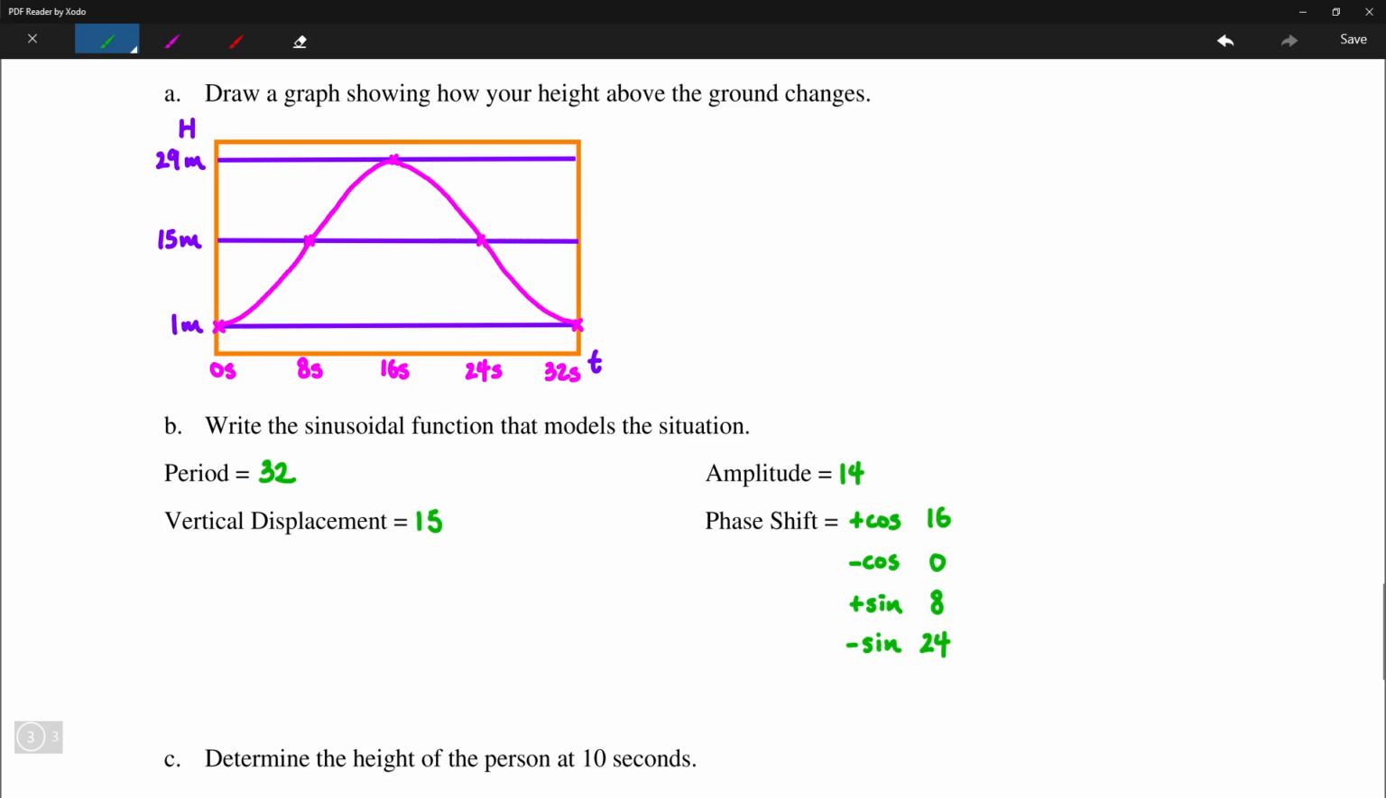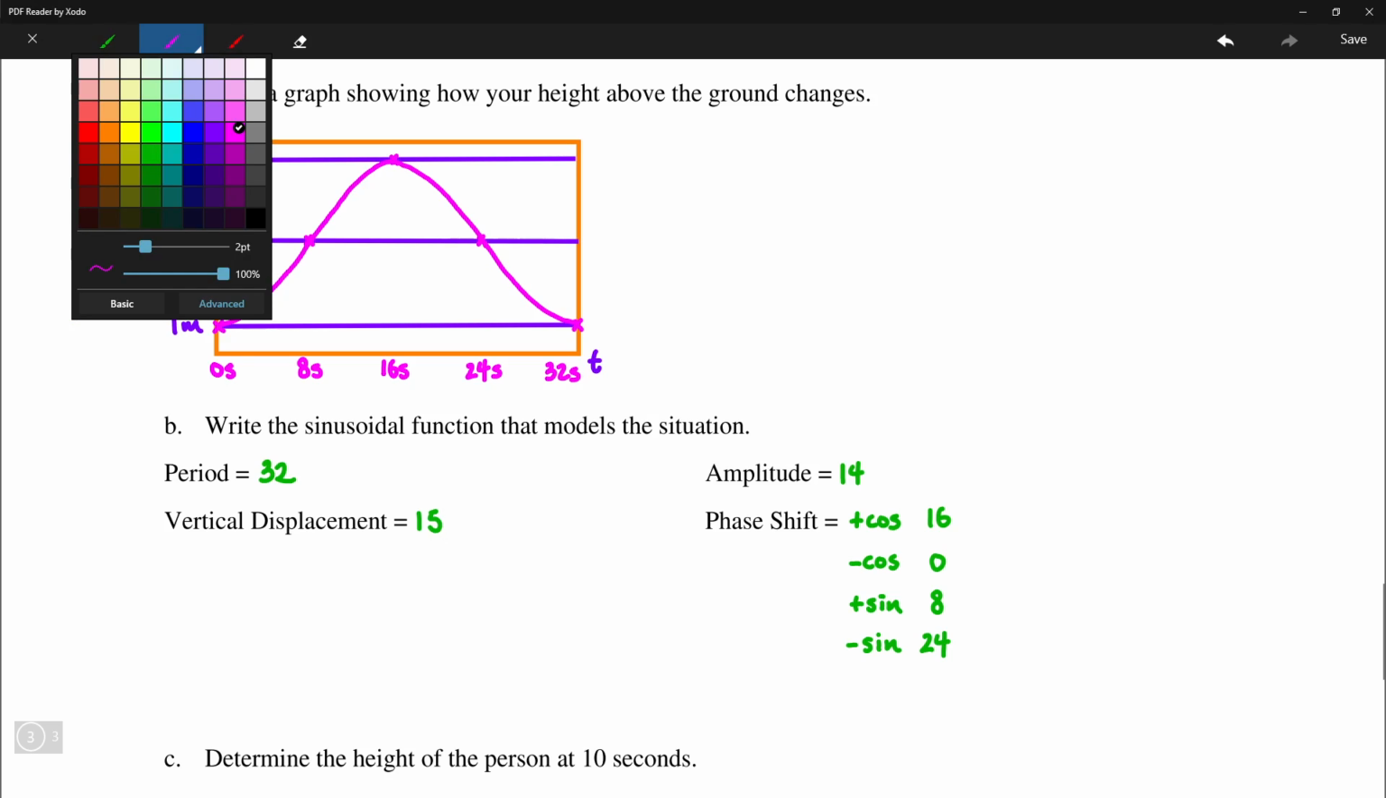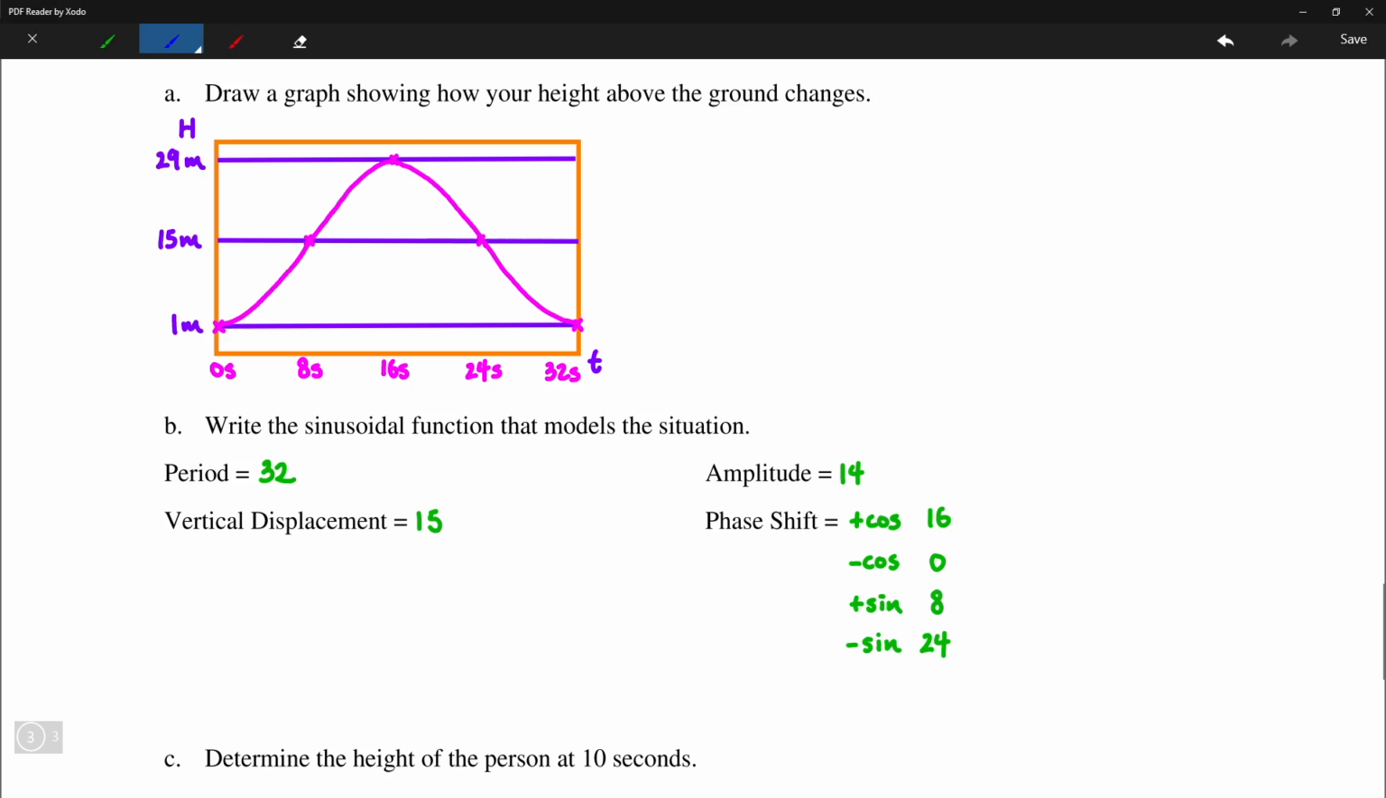So the other piece to notice is the different values of the function. So in this case, we know that b is equal to 2 pi divided by the period. So it's going to be 2 pi divided by 32, which of course simplifies to pi over 16.